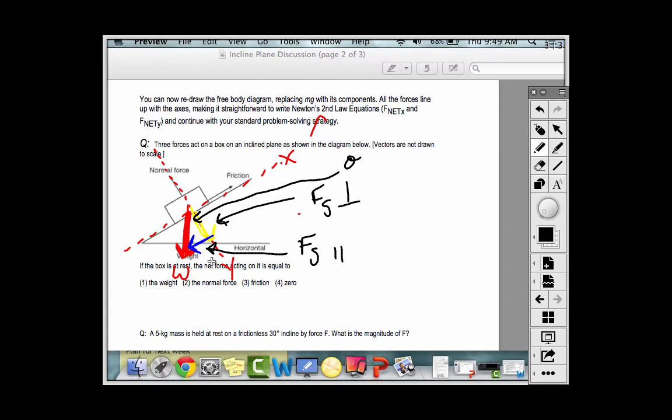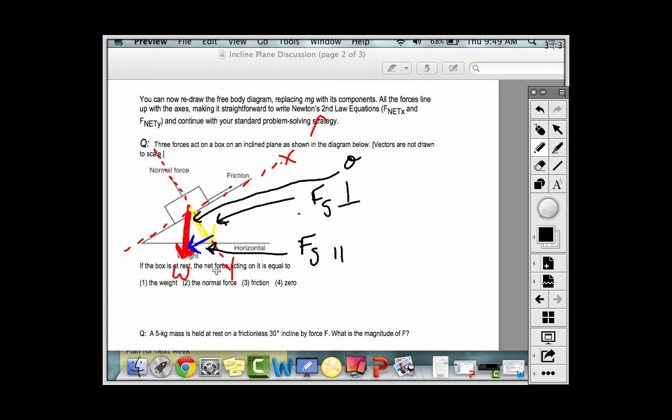Wonderful. Now, just kind of using your brain, you put this box on an inclined plane, and it starts to slide down the inclined plane. Which force would be responsible for causing it to slide down the inclined plane? Gravity, right? And so that's our first question.